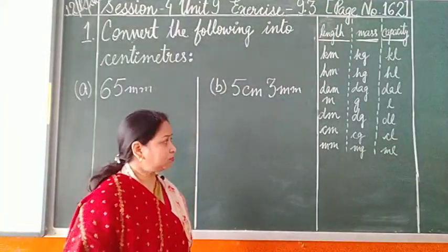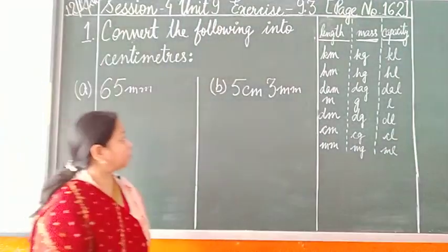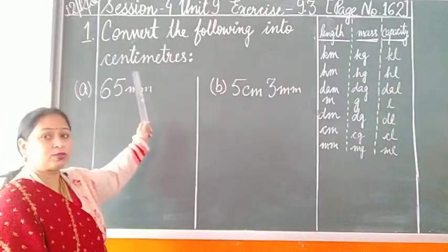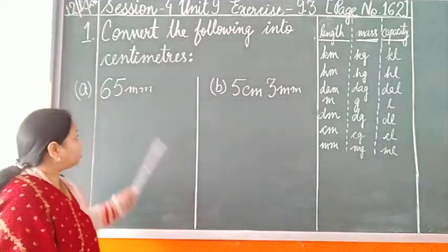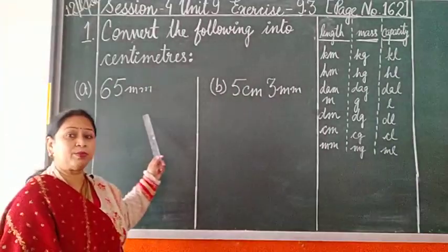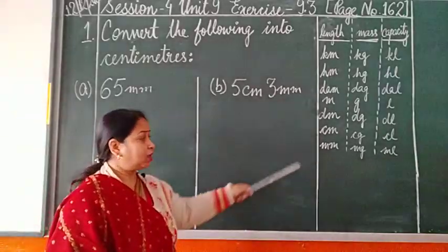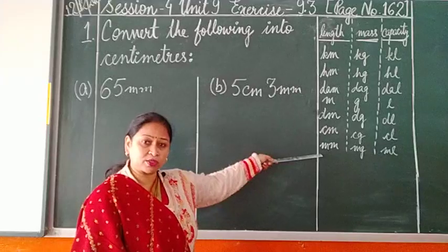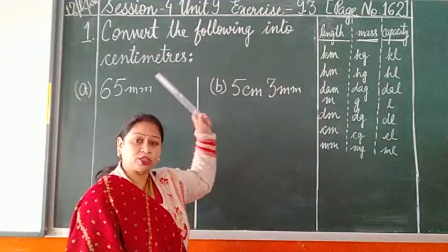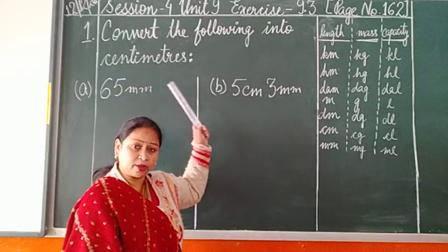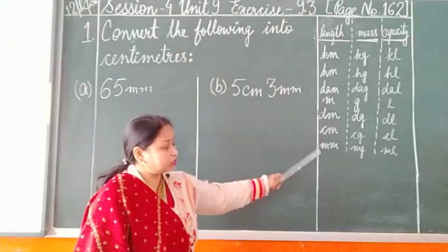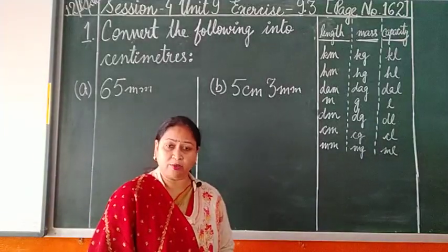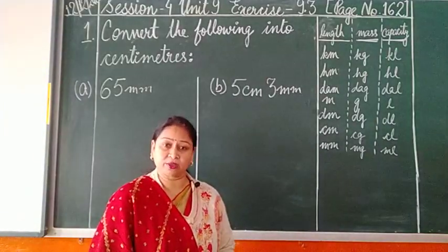Okay. So as you can see, I have noted down two questions. The first question: convert the following into centimeters. Okay. And what is given over here? It is given in millimeter. Now let us check where millimeter and centimeter are. As you can see, millimeter is the smallest one and then centimeter. The question is asking to convert to centimeter. So when we start moving from millimeter to centimeter, we have taken a single step. That means we have to divide it by 10.